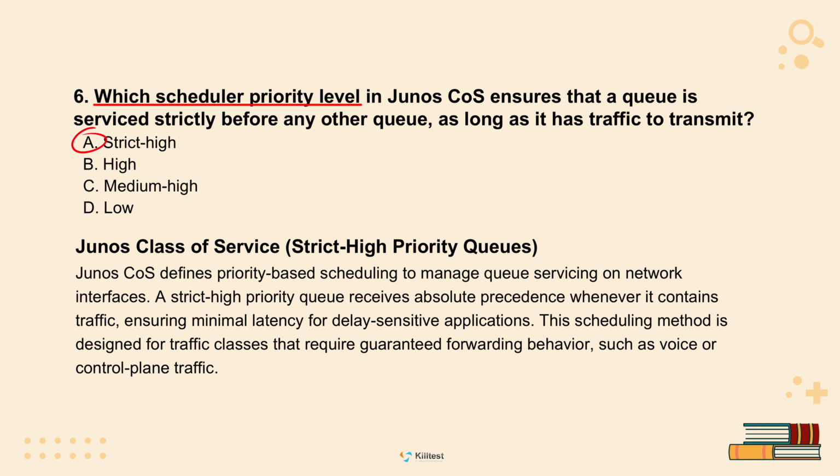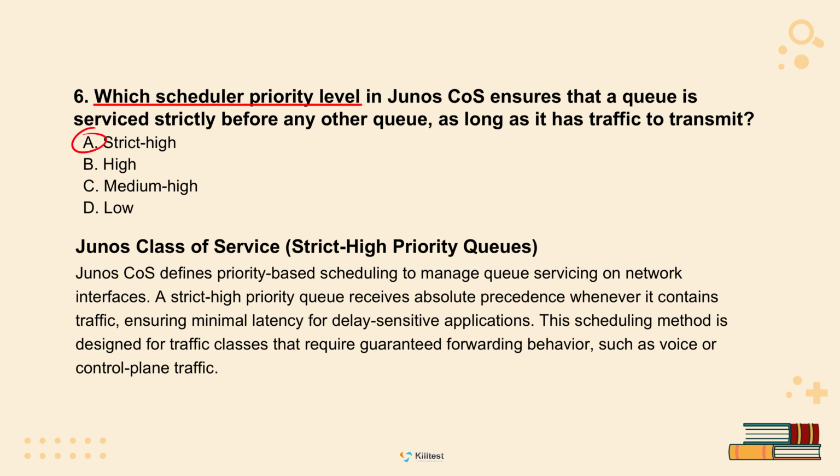So the moment any traffic shows up in that queue, it jumps the line. It gets all the bandwidth it needs, right? Yeah, that is the design, yes. It is always serviced before high, medium, or low priority queues, which is fantastic for things like voice. But this is also the most dangerous setting in CoS. What's the inherent danger? What's the trade-off? The risk is total starvation.